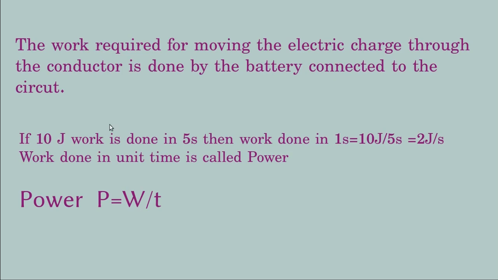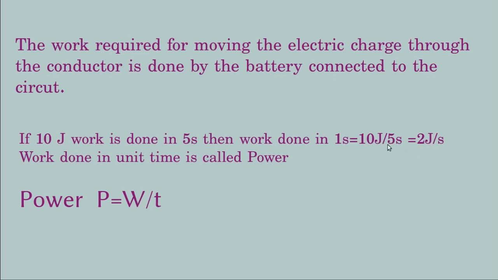Let's go through it. The problem is, if 10 joule work is done in 5 seconds, then work done in 1 second is equal to work divided by time. That is 10 joule per 5 seconds. 10 by 5 is 2. That is joule per second. 2 joule per second.